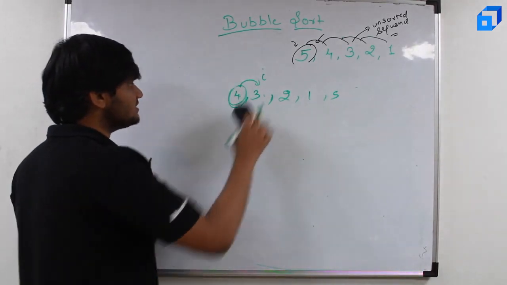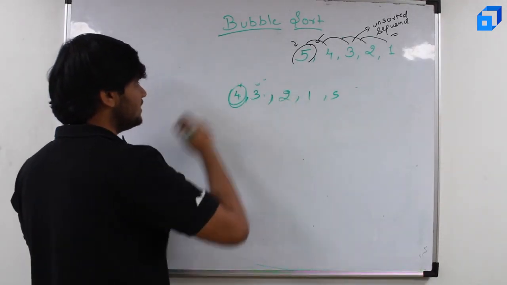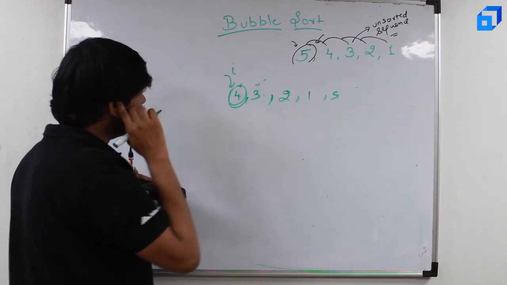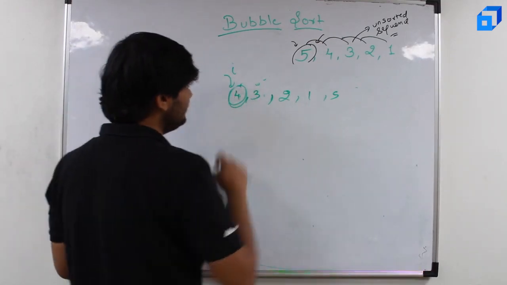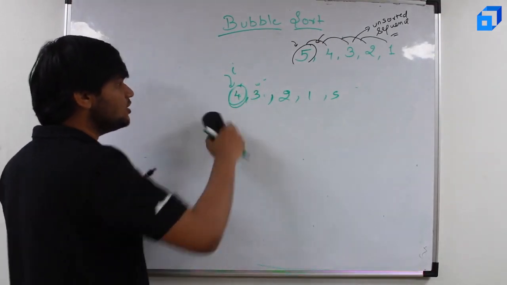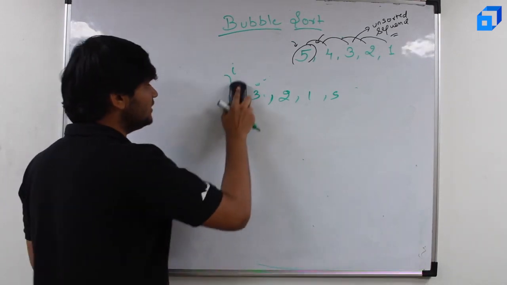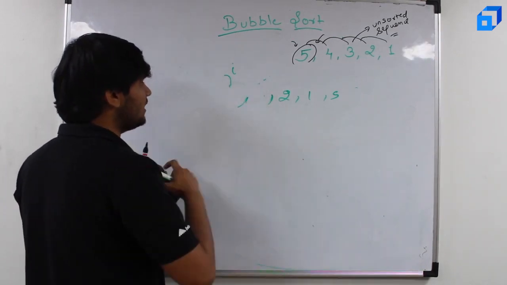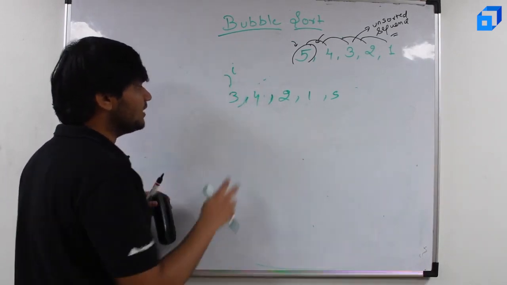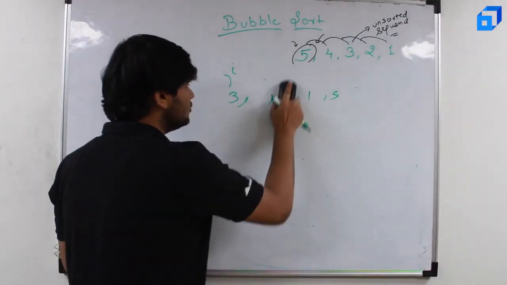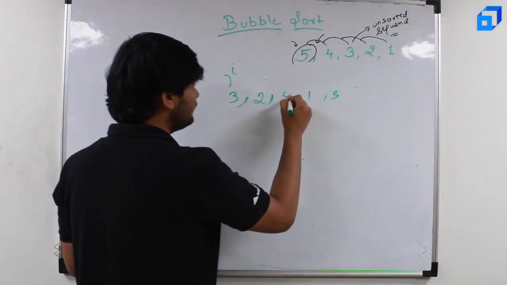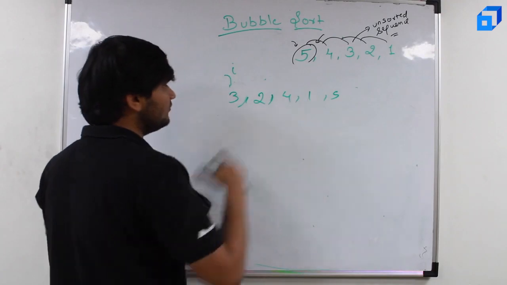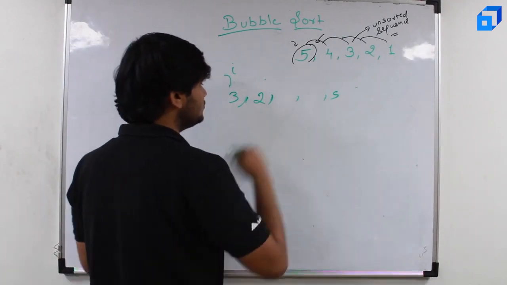Now again we start i from the 0th index, that is this one. Here you can see when 4 and 3 are compared, 4 is greater than 3, so we swap 4 and 3, and 3 will come here and 4 will come here. Again 4 and 2 will be swapped, so 2 will come here and 4 will move to here, and again 4 and 1 will be swapped, so these two come here.